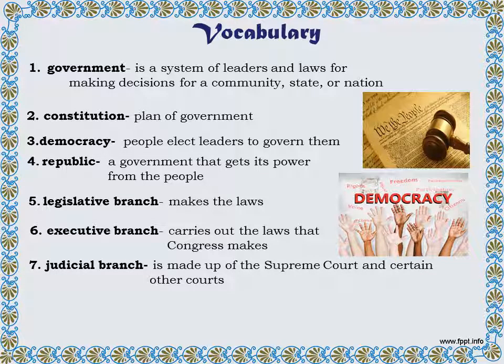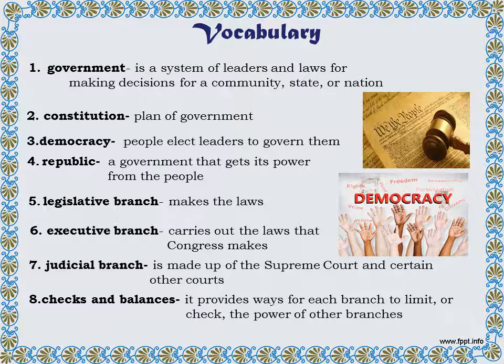And seven is judicial branch, or it is the one that is made up of the Supreme Court and certain other courts. If the legislative branch makes the law, the executive implements the law, the judicial branch, grade 4, makes sure that Congress and the President are following the United States Constitution. And last one, we have checks and balances. It provides ways for each branch to limit or check the power of other branches.